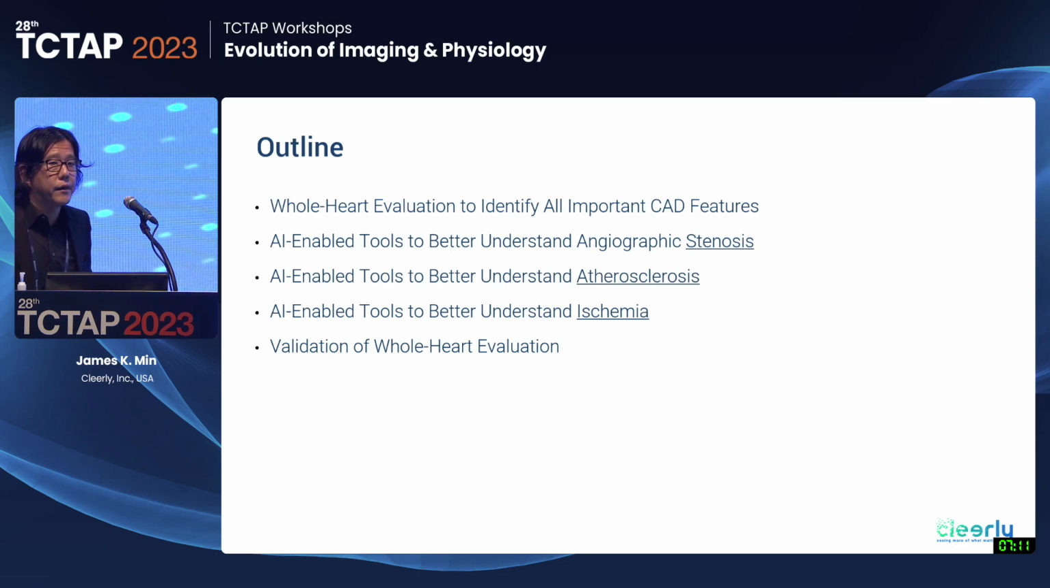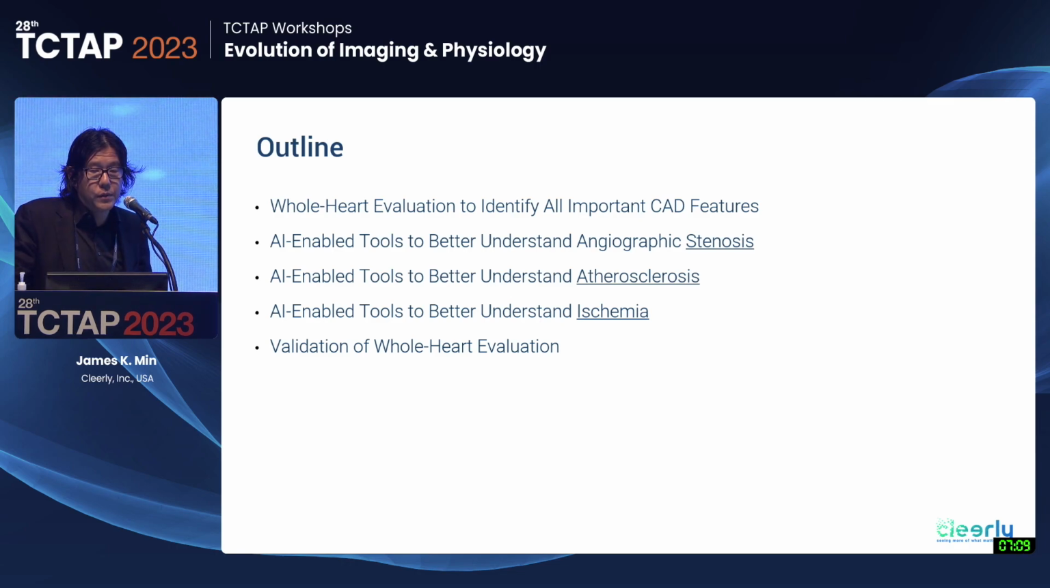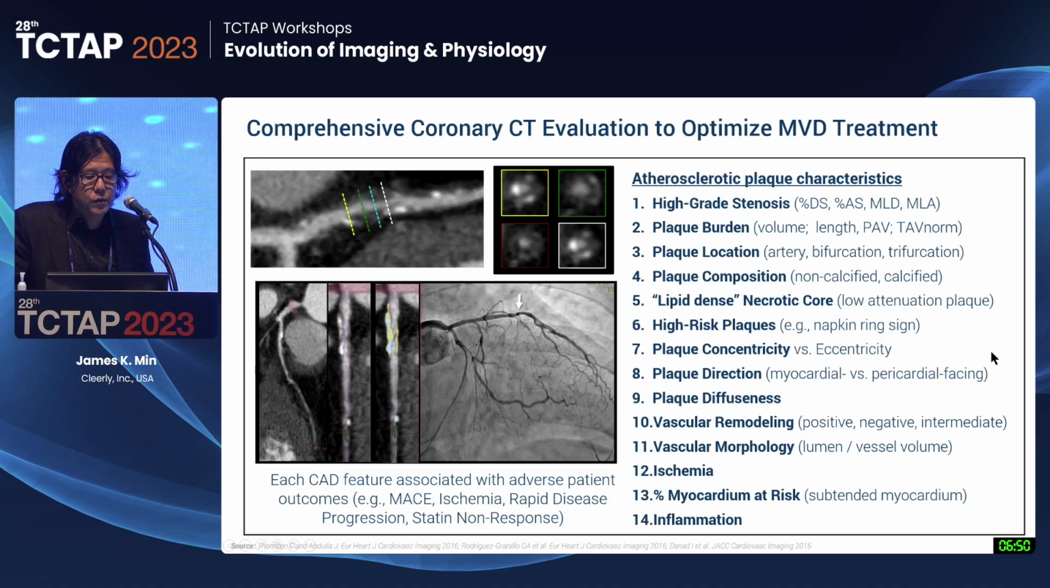what we've been working on in the last few years to try to help us really extend to whole heart evaluation, to glean all the information from everything related to coronary disease. That relates to things like stenosis and vascular morphology, to all of the atherosclerotic features, and also to coronary ischemia, and then show you some data that supports its diagnostic performance.